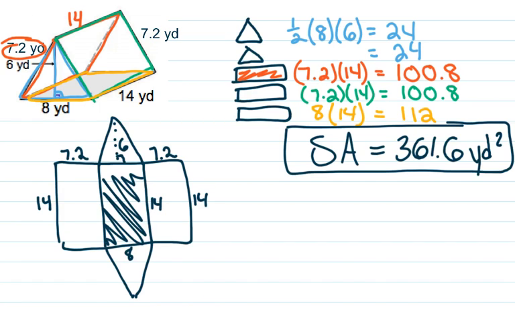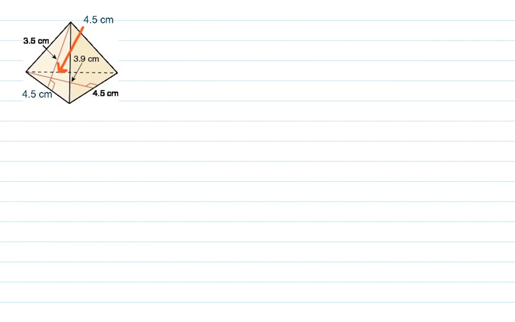Let's try another. Here we have the often dreaded triangular pyramid. So many triangles. It tends to make people very upset. Here we have an equilateral triangle that has all side lengths of 4.5 centimeters. The height of that equilateral triangle, it tells us, and this is my base triangle, by the way, is 3.9.